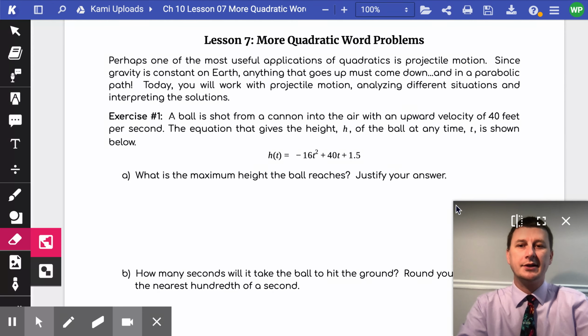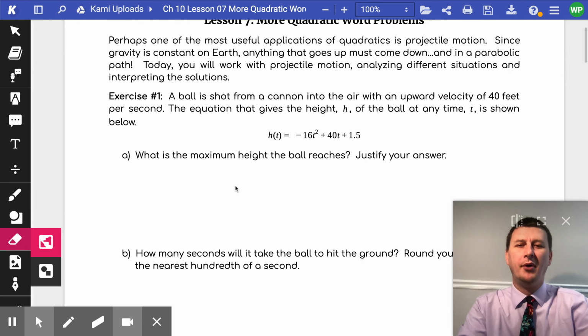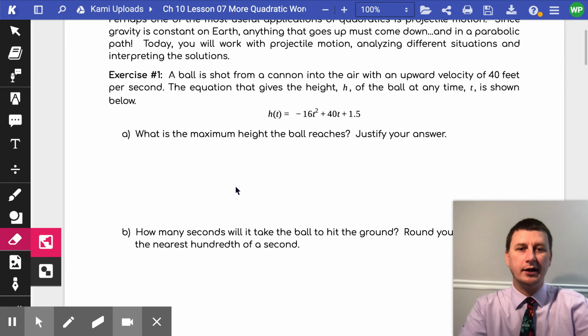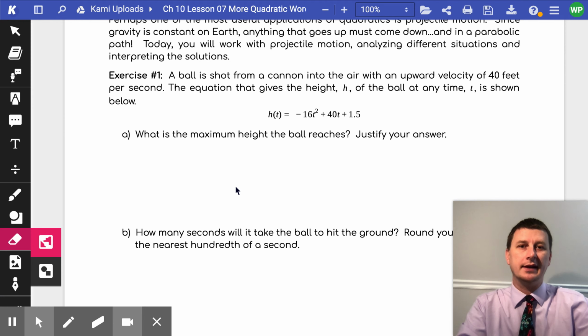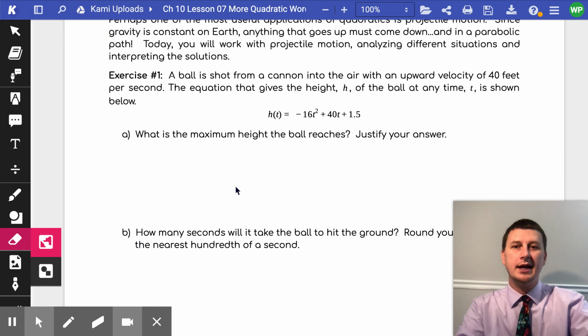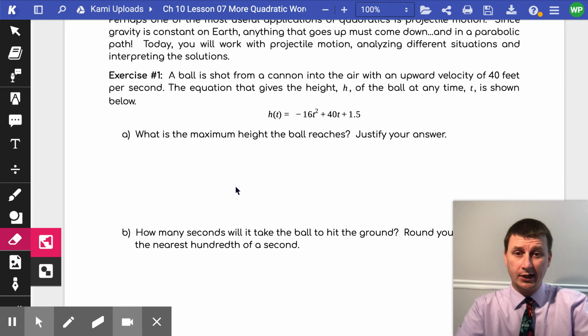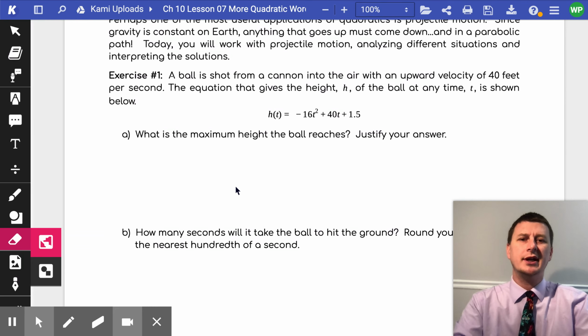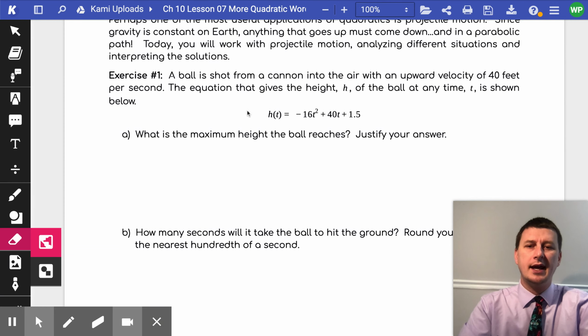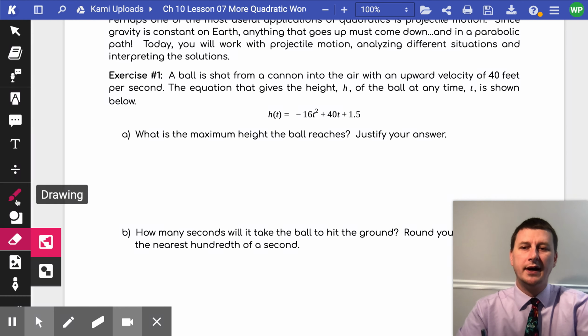Looking at exercise number 1 right here, a ball is shot from a cannon into the air with an upward velocity of 40 feet per second. That means it's moving up into the air at 40 feet per second. The equation that gives the height h of the ball at any time t is shown below. And you see that equation, h of t equals negative 16t squared plus 40t plus 1.5.